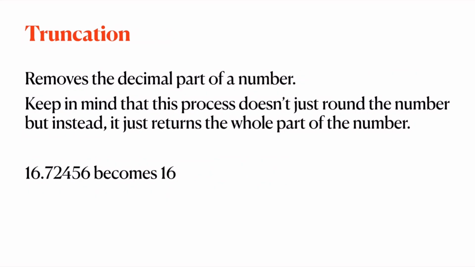Truncation just removes the decimal part of a number. This is essentially just rounding to 0 decimal places, but without checking what the next number along is. So for our example 16.72456, this will just become 16 when truncated, because we're just returning the whole part of the number. So let's just recap before we finish the video.